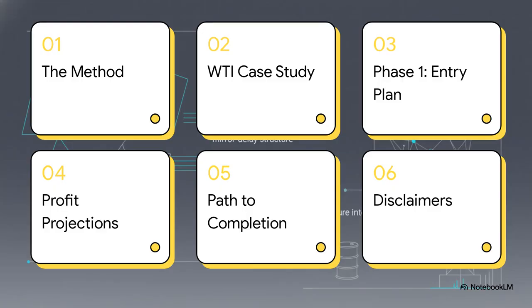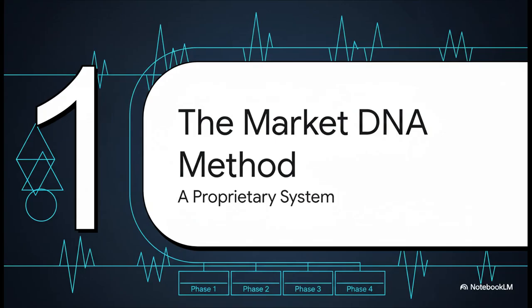So here's what we've got on tap for this explainer. First, we'll touch on the Market DNA method itself. Then we'll get into our WTI crude oil case study, starting with the Phase 1 entry plan. After that, we'll look at profit projections and the path to completion, and we'll wrap things up with some really important disclaimers.